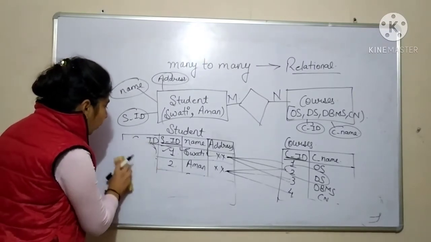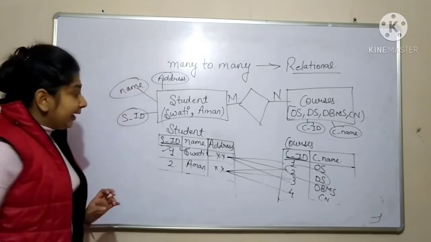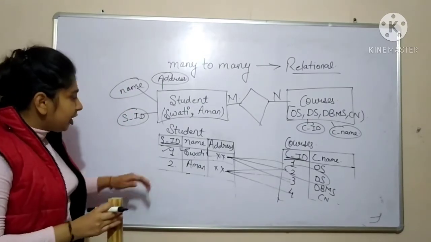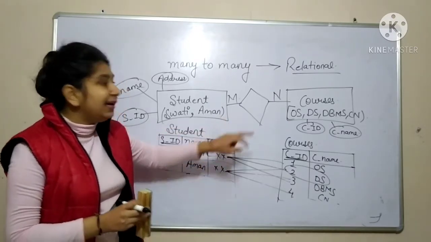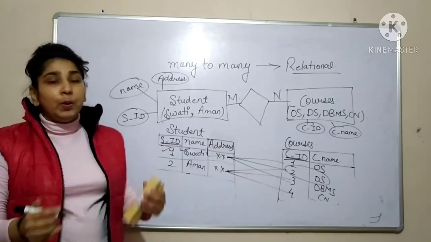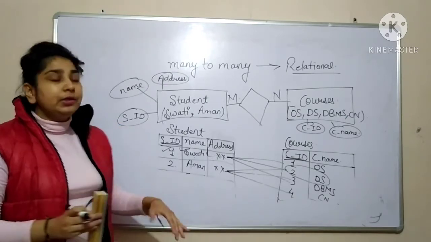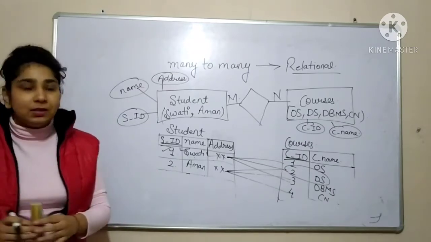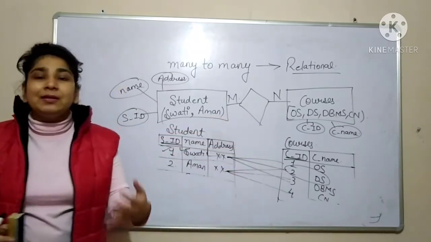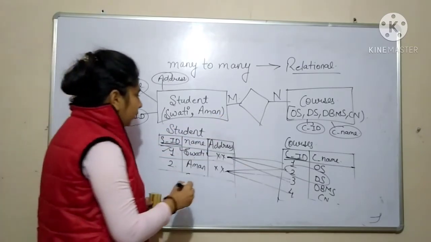Okay. So what is a good option in a many-to-many relationship? In a many-to-many relationship, we try to make a separate table for the relationship because we want to avoid the redundancy. Okay, we want to reduce the duplicate data in our tables. So what we do? We make a separate table for the relationship. Okay.